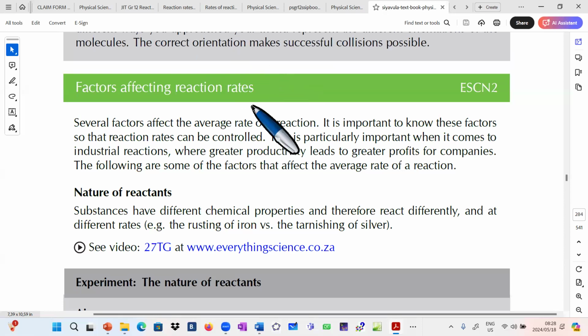There are factors affecting reaction rates. Several factors affect the average rate of reaction. It is important to know these factors so that reaction rates can be controlled. This is particularly important when it comes to individual reactions.